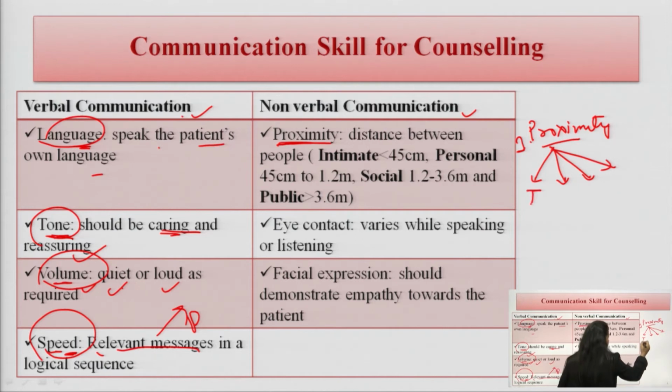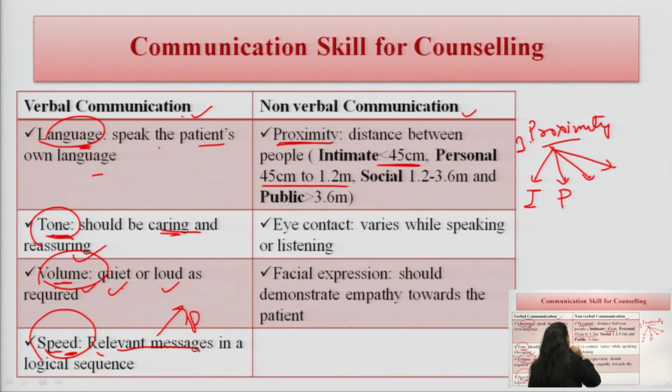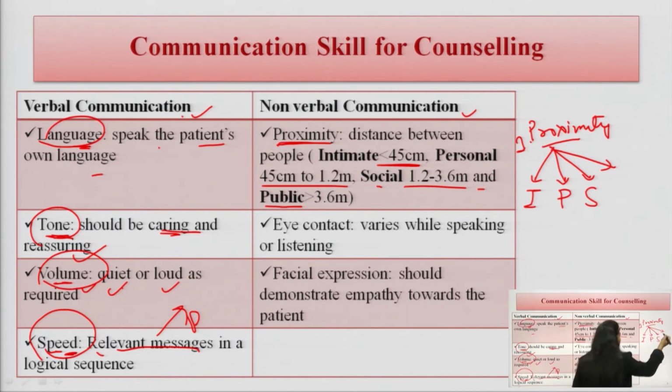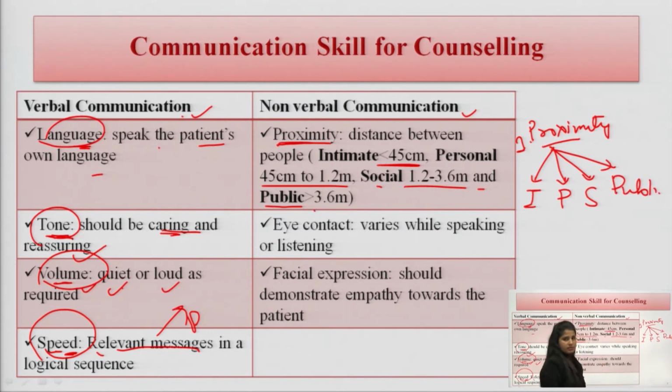One is the intimate. Intimate means very close, less than 45 centimeters. Another is personal, which is between 45 centimeters and 1.5 meters. The third is social. Social space is nearly 1.2 to 3.6 meters, as we see in seminars, conferences and social gatherings. And public means more than 3.6 meters. So this is about the space, the distance between people.